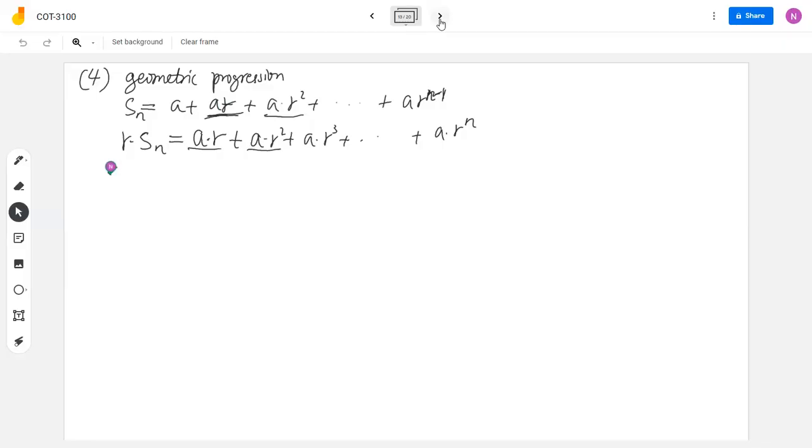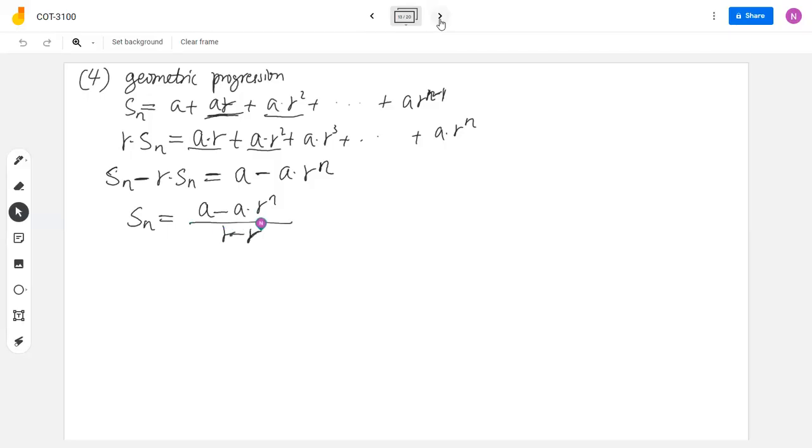So if we subtract r times Sn from Sn, what we are going to get is a minus a times r to the n. Very simple. Only the first term and the last term remain. And therefore, what is Sn? Sn is a minus a times r to the n, divided by 1 minus r.